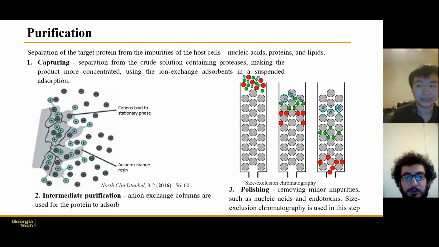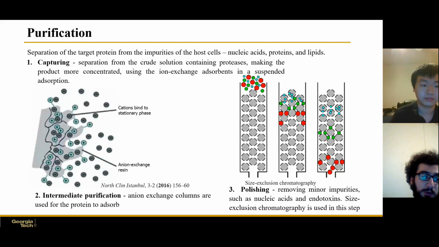So after isolation, the purification of the target protein should be done, which is the separation of the target protein from the impurities of the host cell, including nucleic acids, proteins, and lipids. And it is also important to apply such a method that will keep consistency for the production of the final product on a commercial scale.